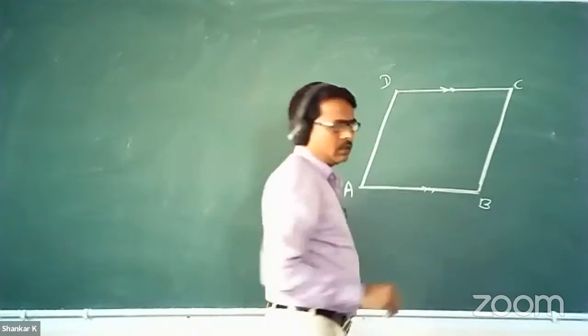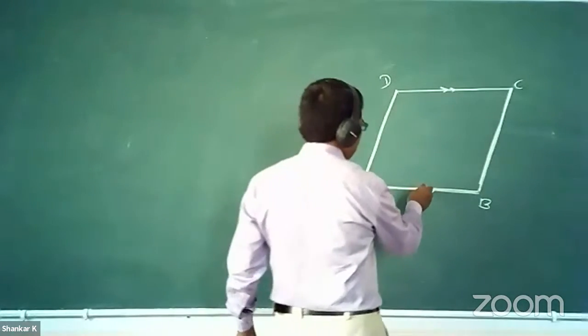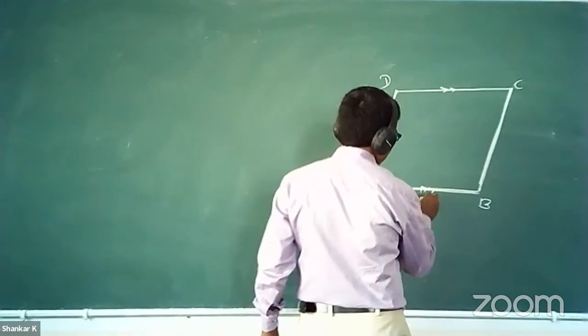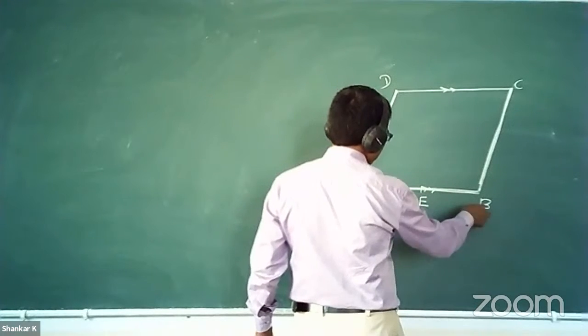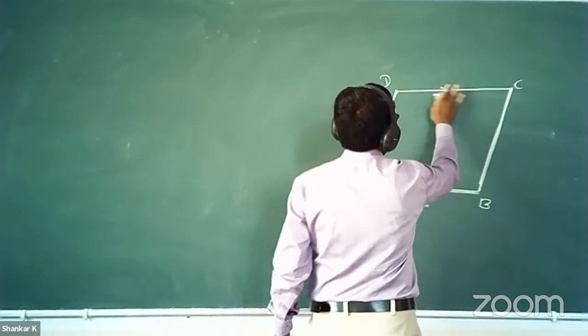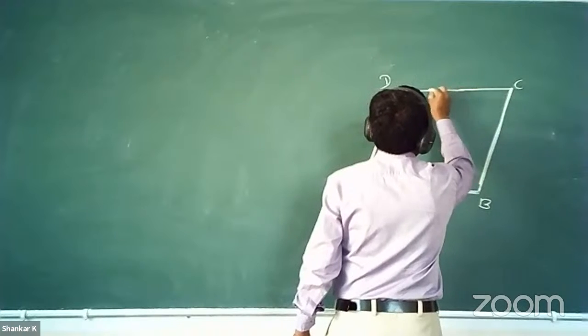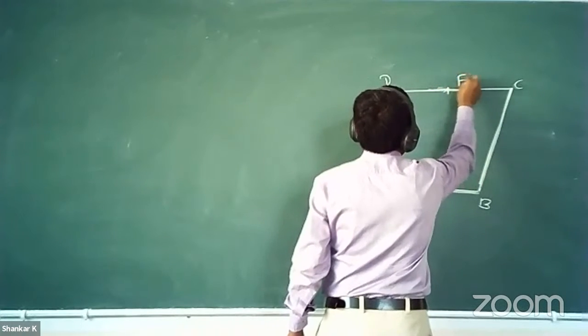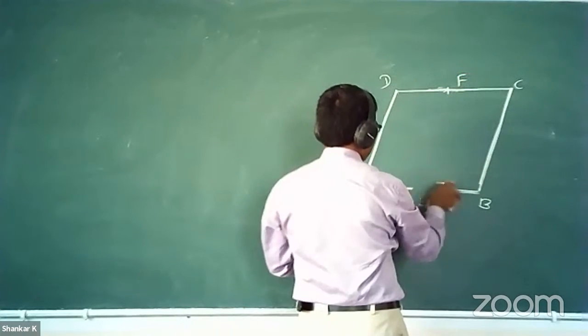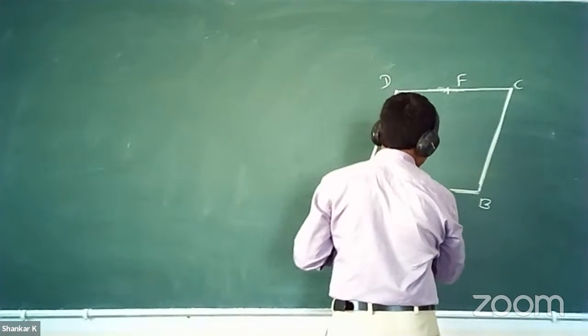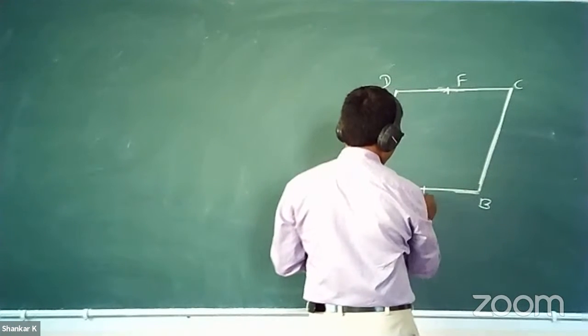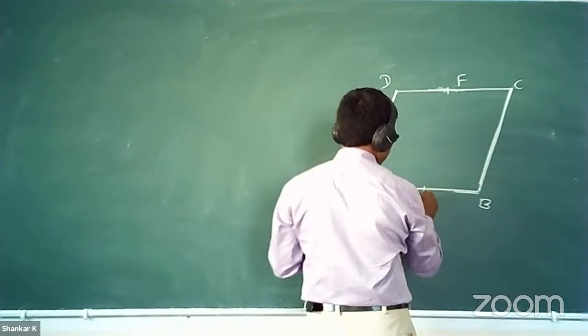They have given you E is the midpoint of AB. F is the midpoint of CD and E is the midpoint of AB. This is the one.